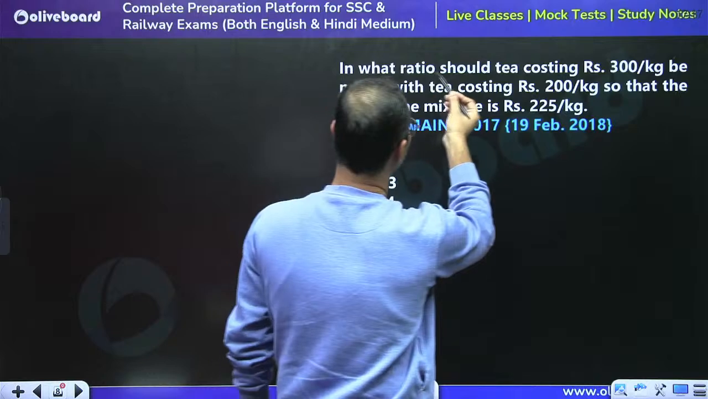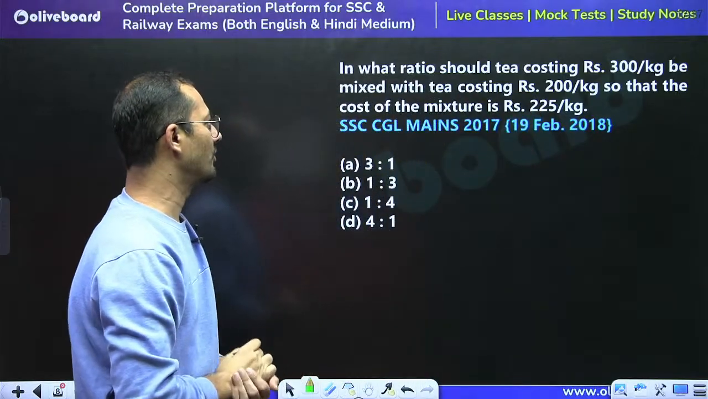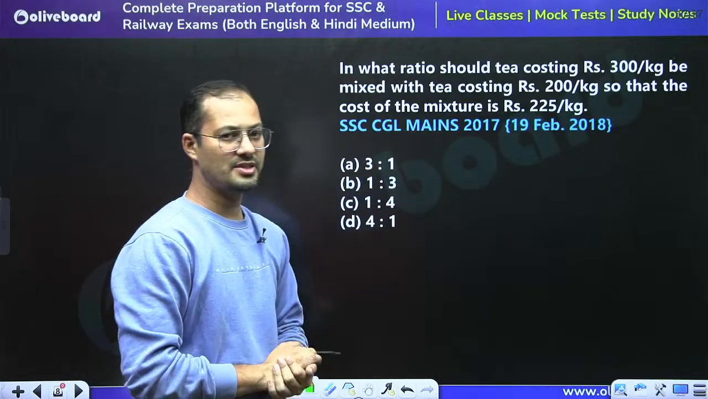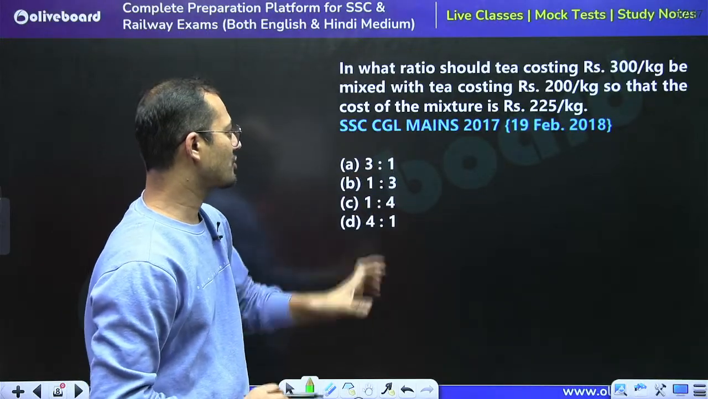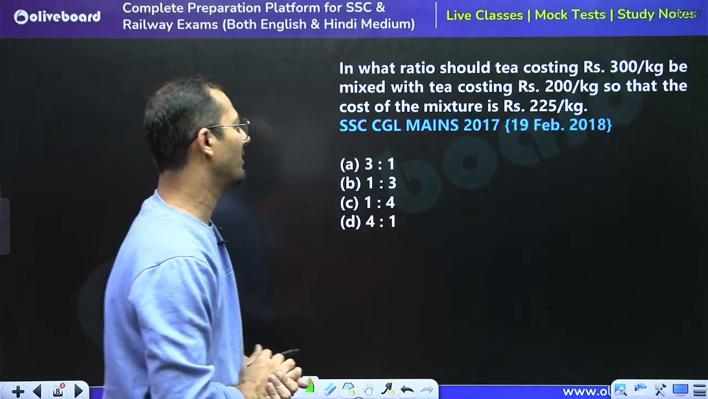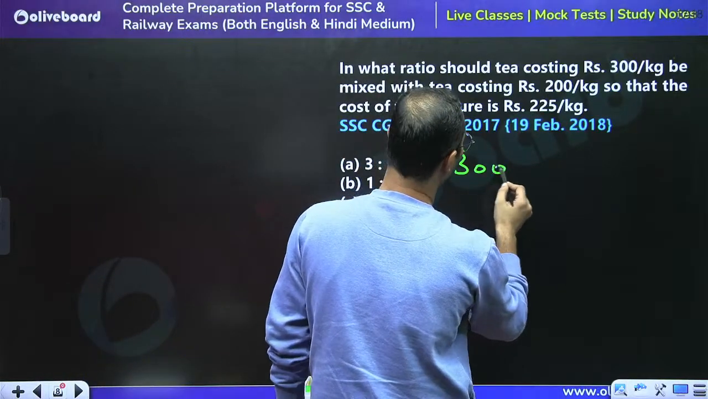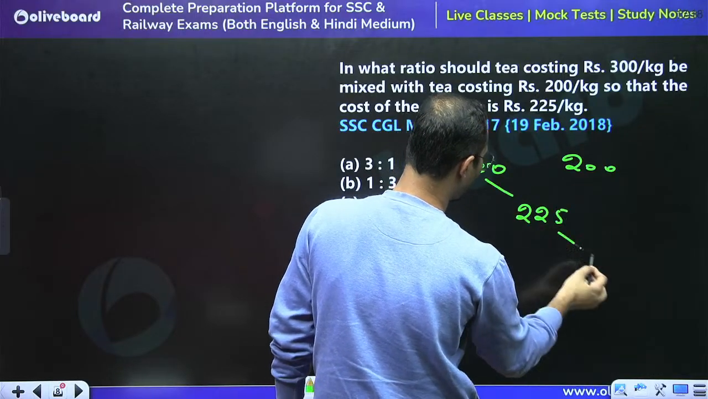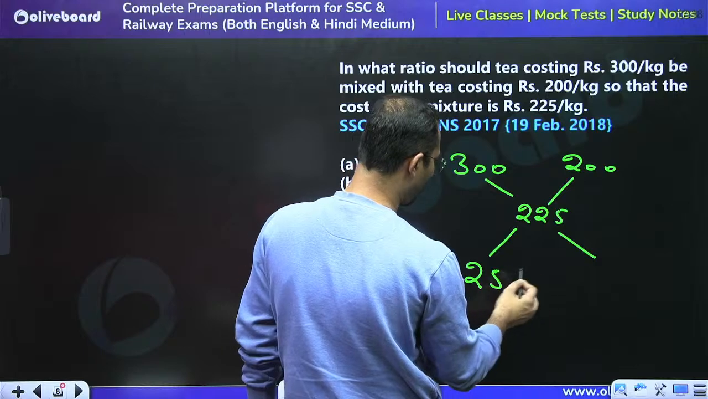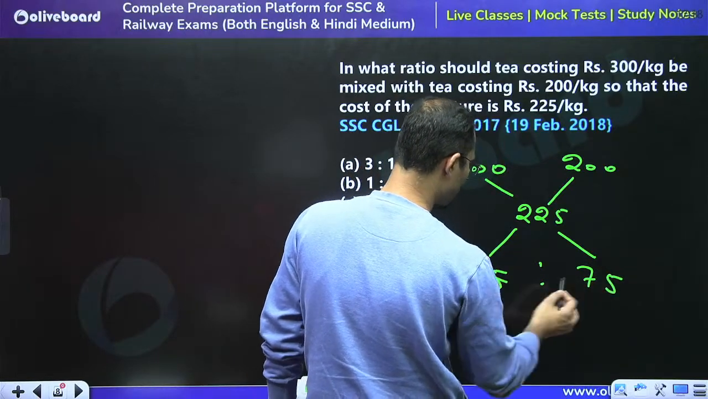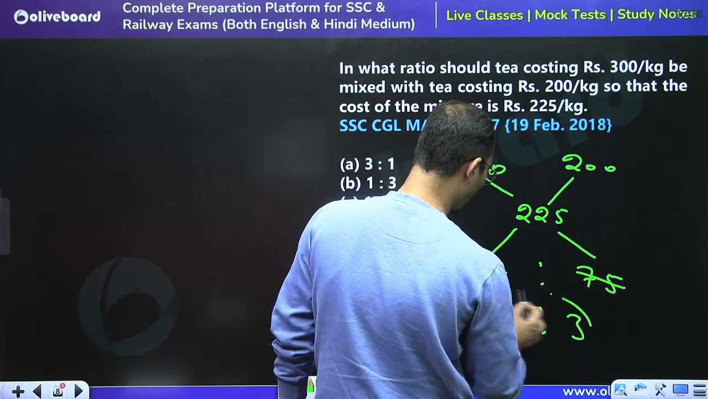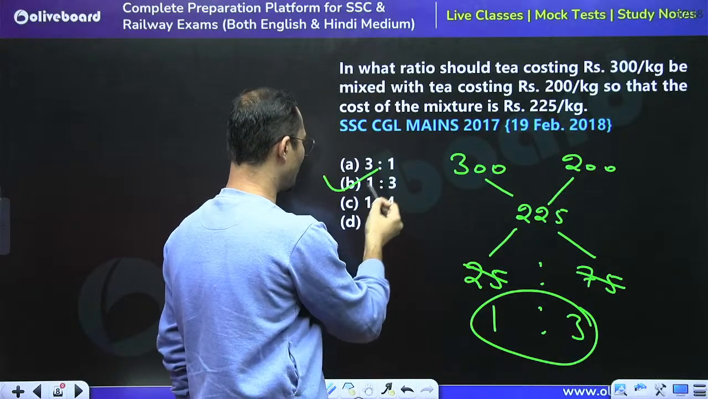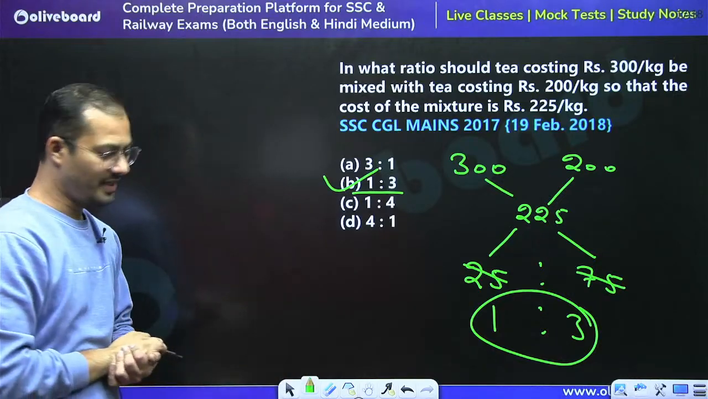The question says in what ratio should tea costing rupees 300 per kg be mixed with tea costing rupees 200 per kg so that the cost of the mixture is 225. So 300, 200, mixture price 225. Just take the diagonal difference. Here you will get 25, here you will get 75. So the ratio is going to be 1:3. So B is the right answer, B Bombay.